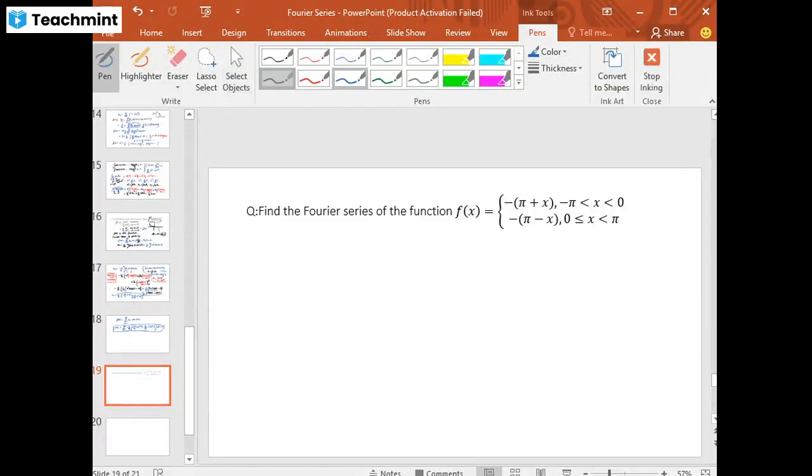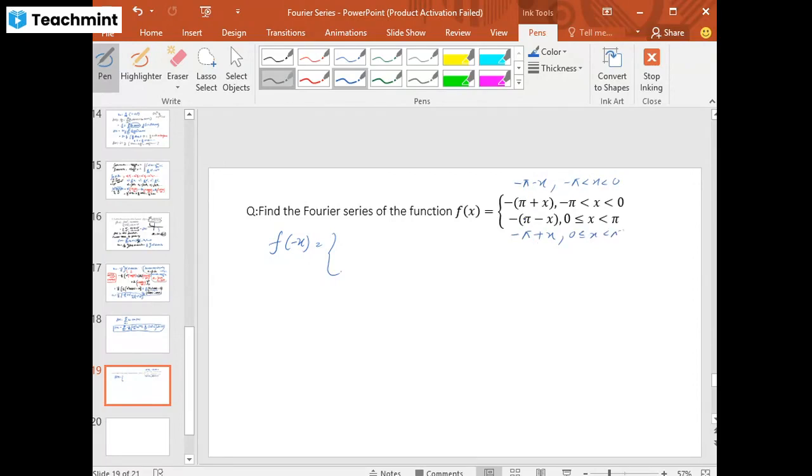So here your function f of x is minus of pi plus x in the interval minus pi to 0, minus of pi minus x in the interval 0 to pi. Again, your interval is minus pi to pi. So the first step is we need to check what kind of function this is. If I open this bracket, this is minus pi minus x in the interval minus pi to 0, and if I open here, it is minus pi plus x in the interval 0 to pi.